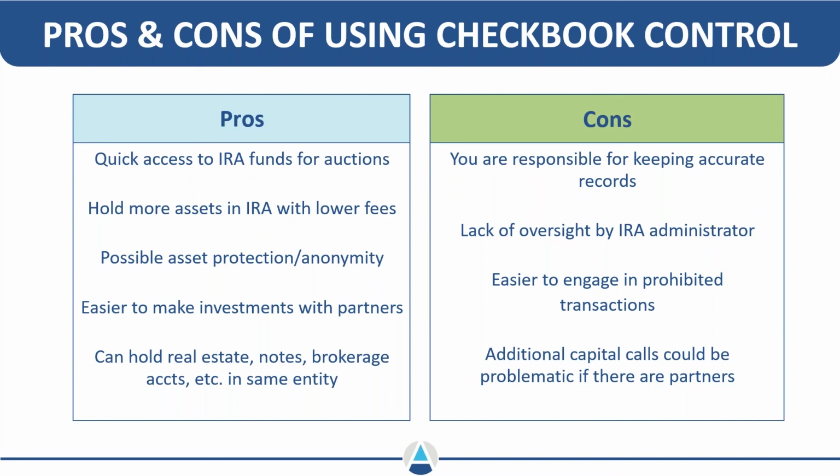So the pros: you have quick access to IRA funds for auctions, rehab projects, everything else like that. You have some possible asset protection and anonymity. It's potentially easier to make investments with partners, and you can hold real estate, notes, brokerage accounts, everything in the same entity. However, you are responsible for accurate records. You do have a little bit less oversight from the administrator. There is potential to engage in prohibited transactions, and additional capital contributions could be problematic if they're partners.